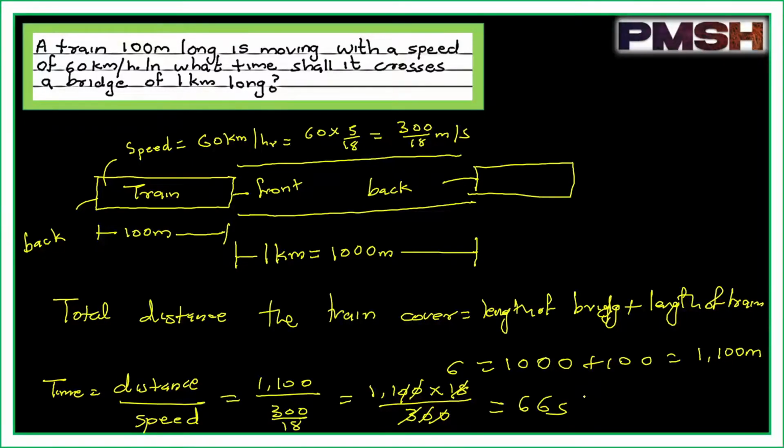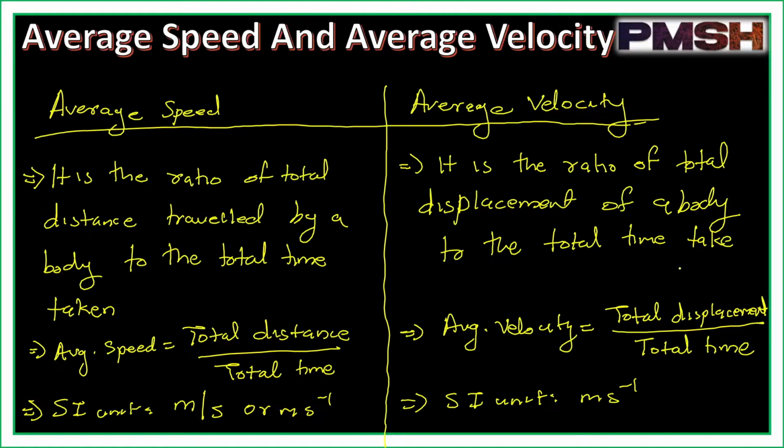In most of the questions where there is a vehicle and the length of the vehicle is given, that vehicle can be a train, car or anything. If the length of that vehicle is specified in the question, then in most of the questions you will have to add that length. Here also we want to add that length to the length of the bridge. Clear? There can be questions where two trains cross each other. Okay, two trains are overtaking and so on. Now we will discuss the concept of average speed and average velocity.